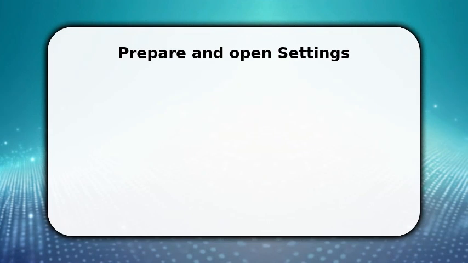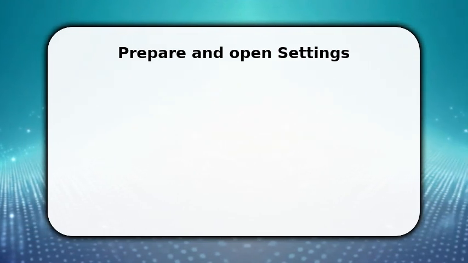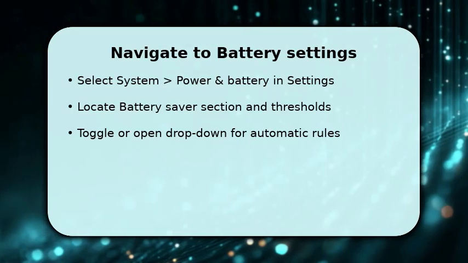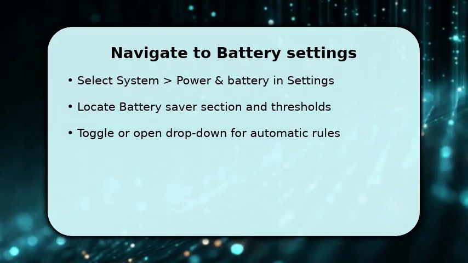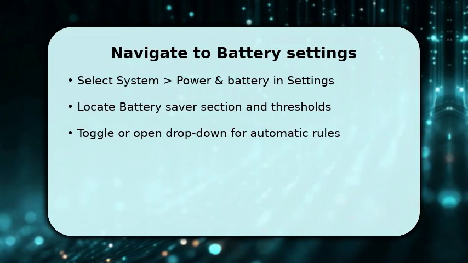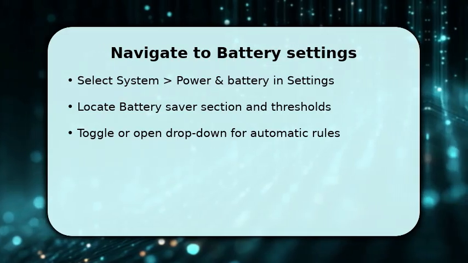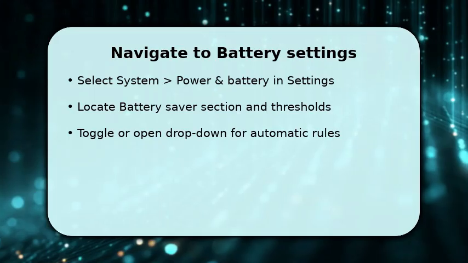Once in Settings, click System and then Power and Battery to expose battery controls. This is where Windows centralizes power options. Scroll to the Battery Saver section and inspect the toggle and drop-down for the Automatic Enable threshold, commonly at 20%.